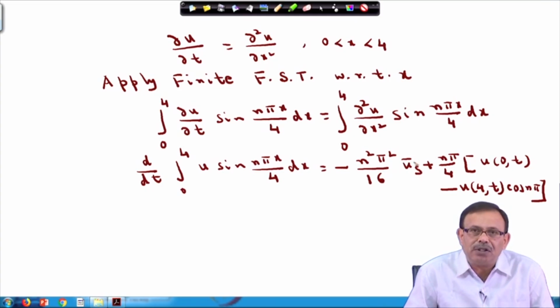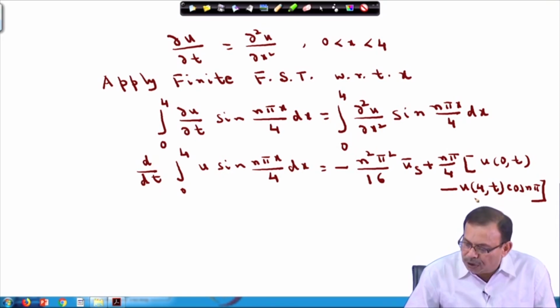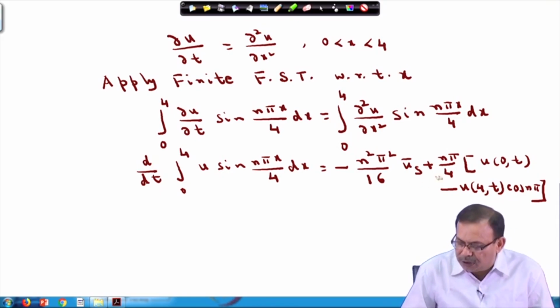Please note that this ū_s is nothing but the finite Fourier sine transform of the function u(x,t), plus nπ by L, L is 4 again. So, it is nπ by 4 into [u(0,t) minus u(L,t) cos nπ]. So, L is 4, so u(0,t) minus u(4,t) into cos nπ. Therefore, you are getting this.